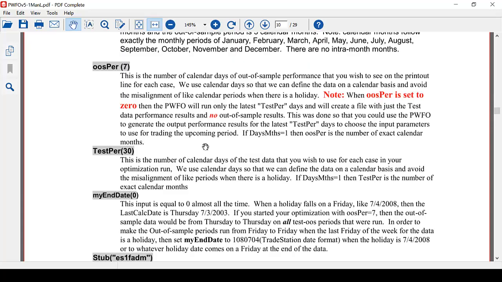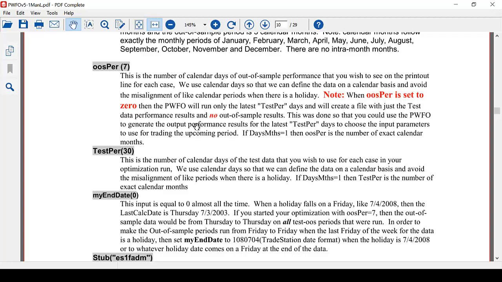In the previous section, I failed to note one extra variable. If the out-of-sample period is set equal to 0, then the Power Walk Forward Optimizer will only run the latest in-sample days, and will create a file with just the in-sample data performance results and no out-of-sample results. This is done so that you can use the Power Walk-Forward Optimizer to generate the output performance results of the latest test periods to choose the input parameters to use for trading in a future period.